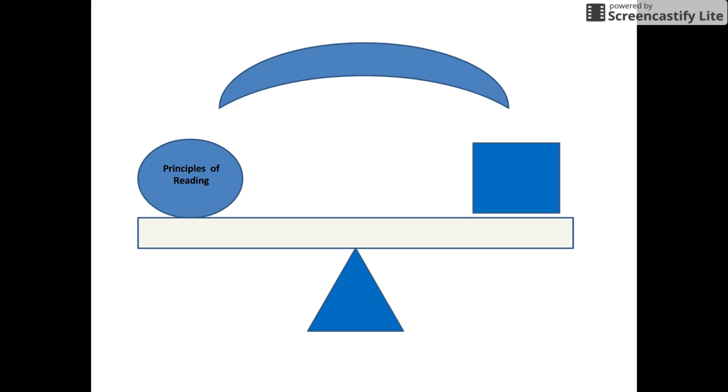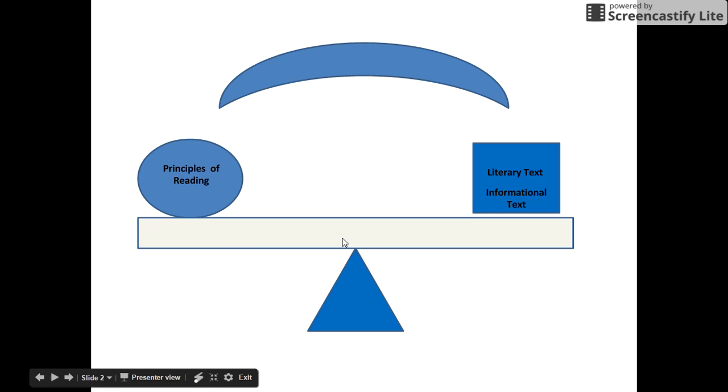First, you will notice the principles of reading. This is the area of the foundational skills such as phonics, phonemic awareness, and word analysis skills. It is balanced nicely with the use of literary text and informational text. Along the bar, you will see the 4 components of the balanced literacy model for instruction.